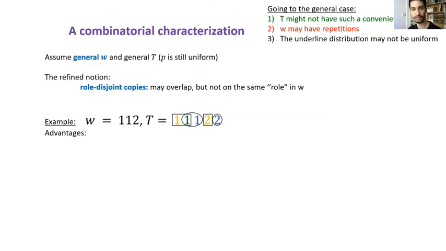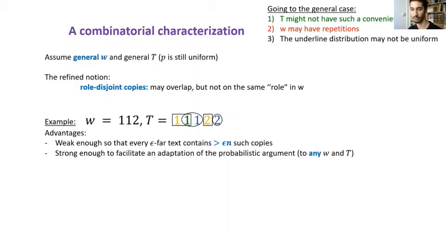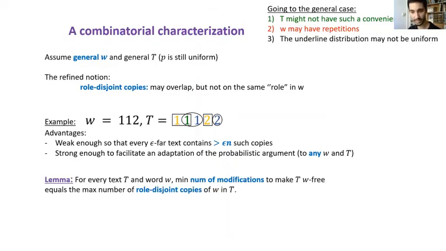The advantage of this definition is that it is weak enough so that every epsilon-far text contains more than epsilon n such copies of W, but it is strong enough to facilitate an adaptation of the probabilistic argument from the simple example and generalize this to any W and T. We generalize this to the following statement. For every text T and word W, the distance of T from being W-free equals the maximum number of all disjoint copies of W in T.